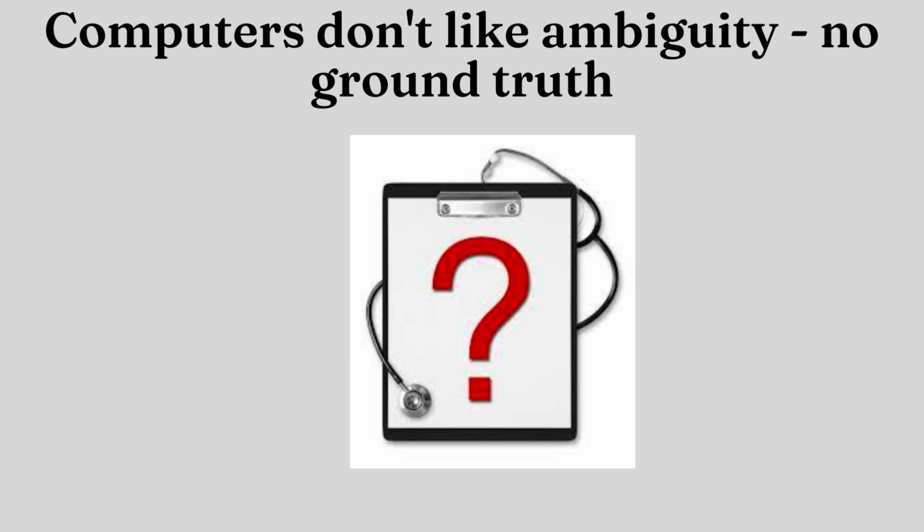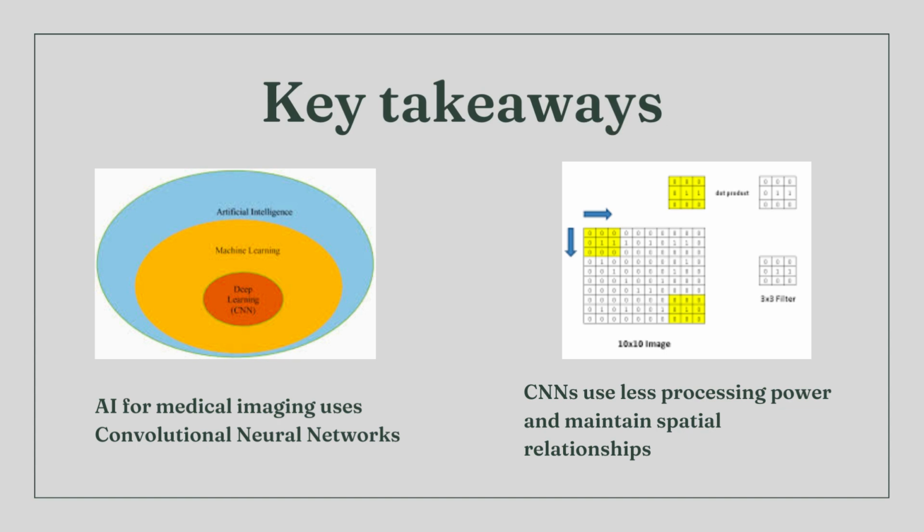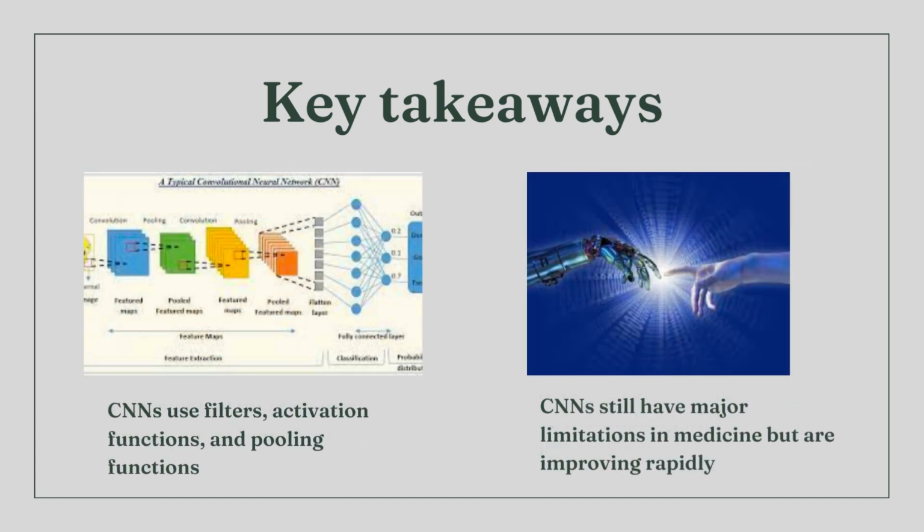So let's summarize what we've learned so far. First, most AI for medical imaging is going to be using convolutional neural networks, which is a subset of AI and machine learning. Convolutional neural networks maintain spatial relationships and decrease processing power needed for images. Second, all convolutional neural networks use filters, activation functions, and pooling functions. Current limits on convolutional neural networks in medicine include availability of large data sets to train the computers on, lack of clinical context, and lack of a ground truth.